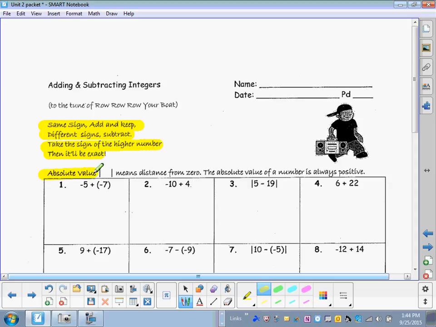Absolute value, denoted by 2 vertical bars, means the distance from 0. The absolute value of a number is always positive. So you always calculate the number inside the absolute value, remove the bars, and the number is always positive. Let's try a few of these together.